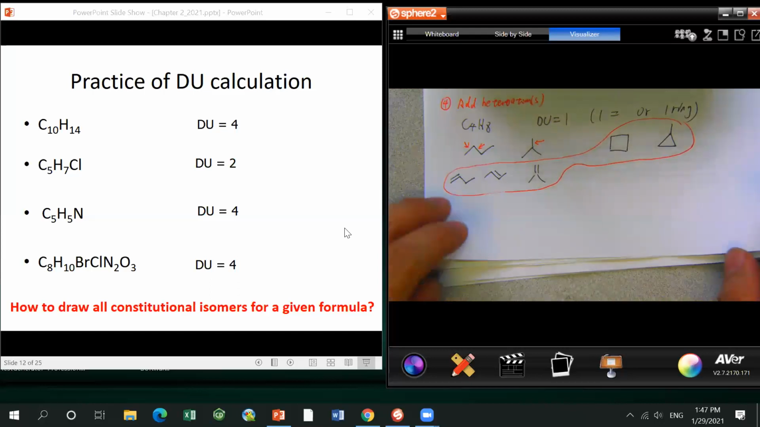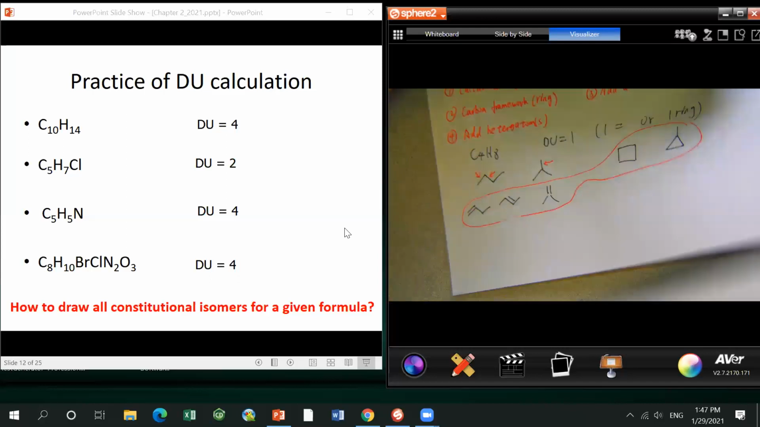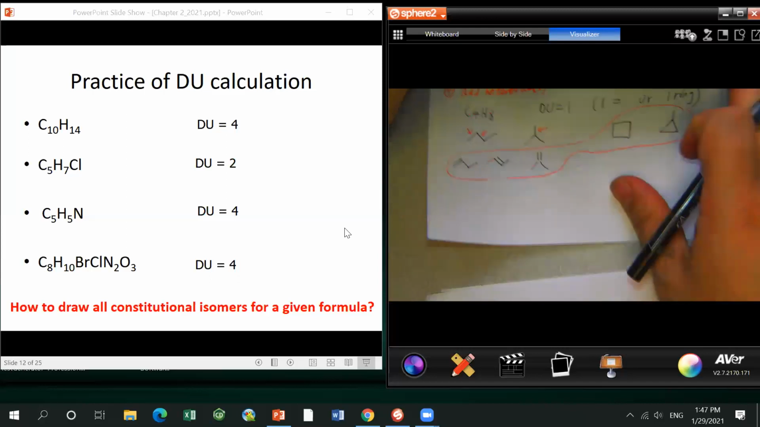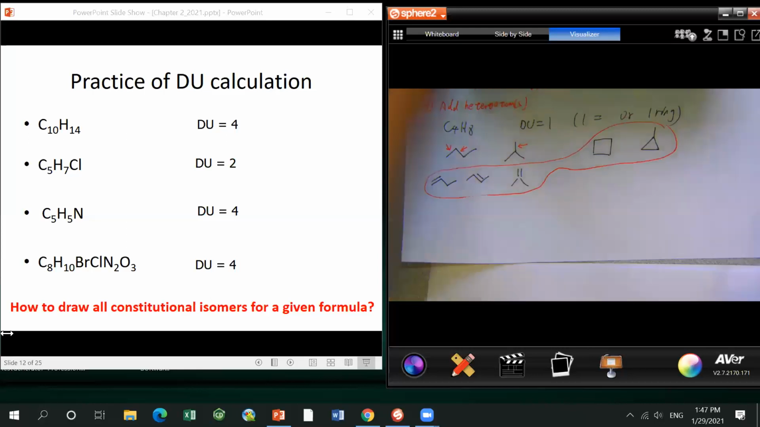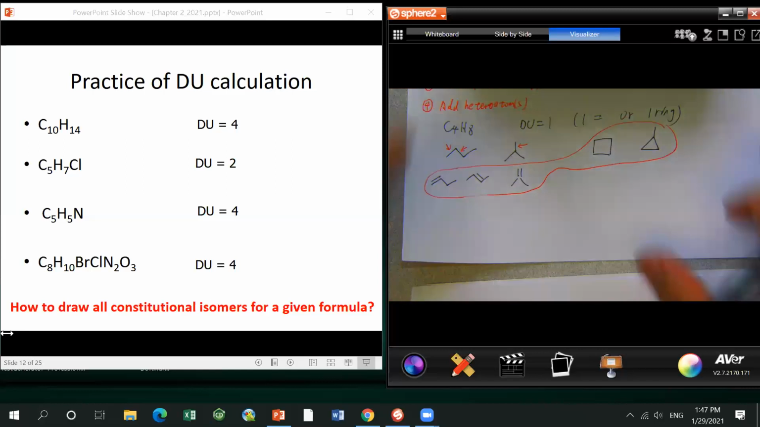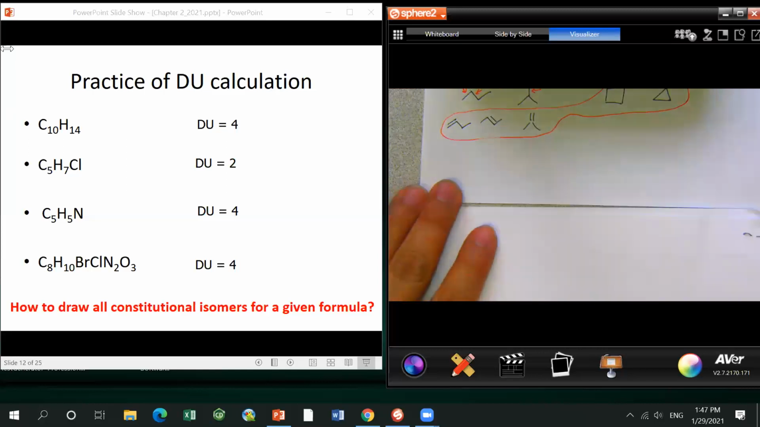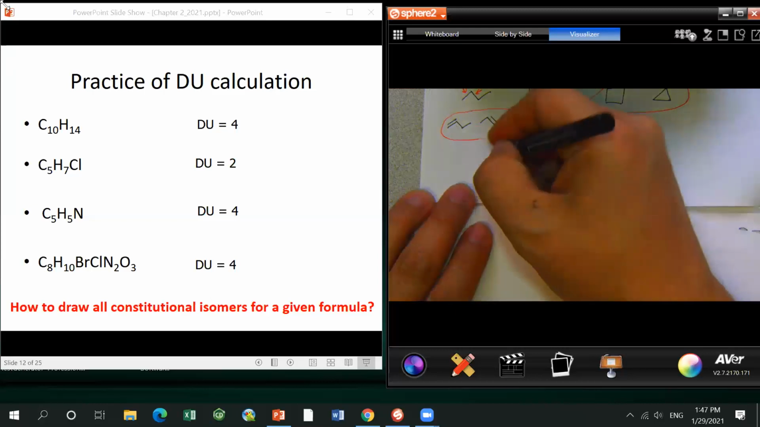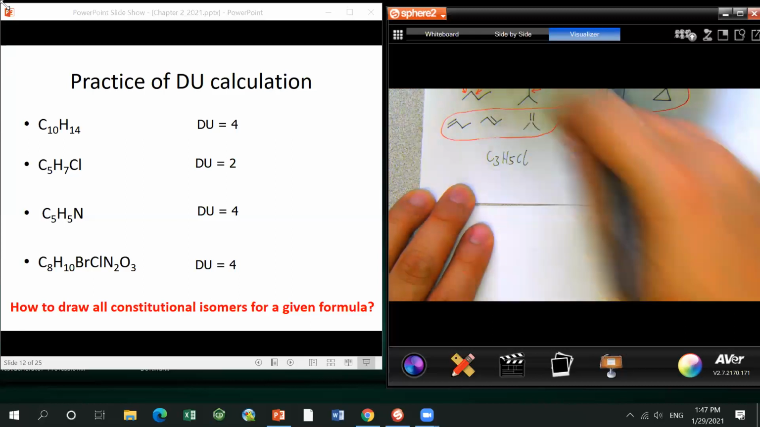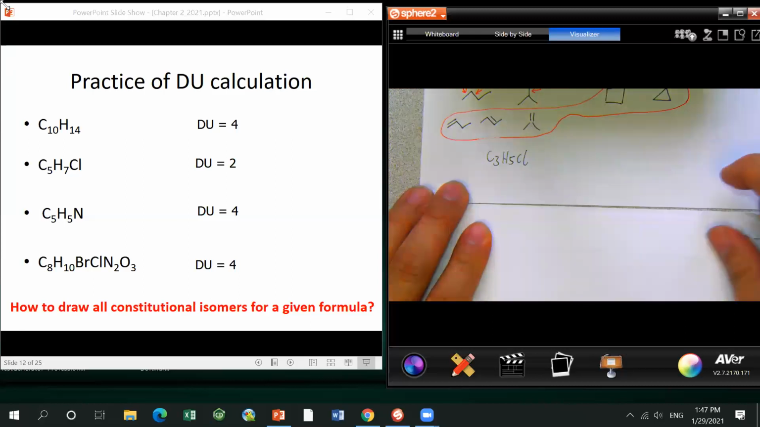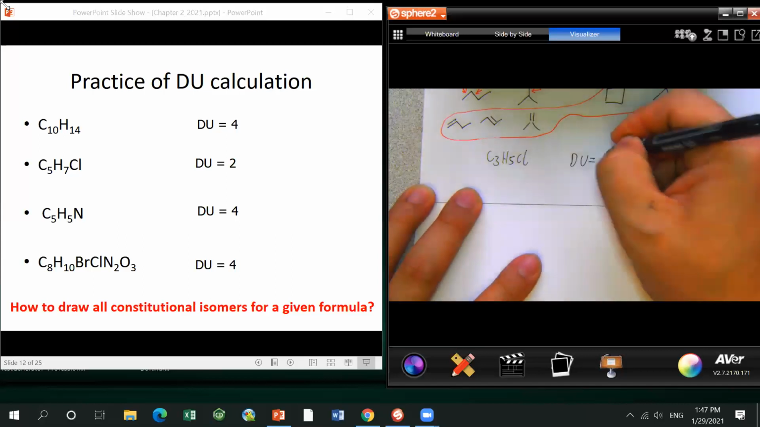So to make your life a little bit harder, we can add a heteroatom on it. For example, if we have C3H5Cl, I just do the DU calculation, and I'll tell you the DU is one.